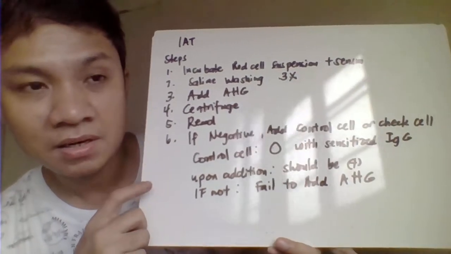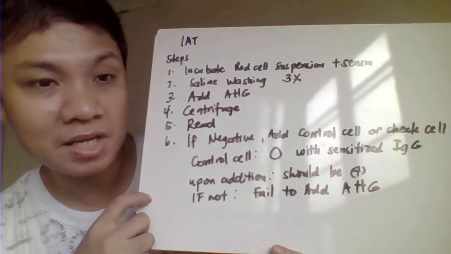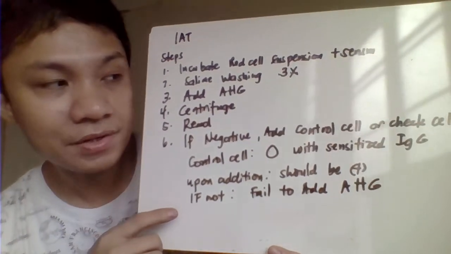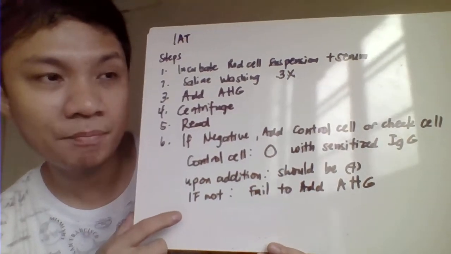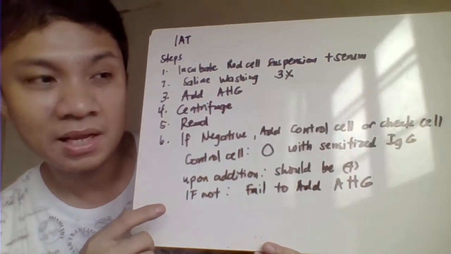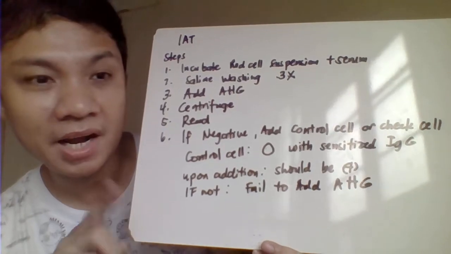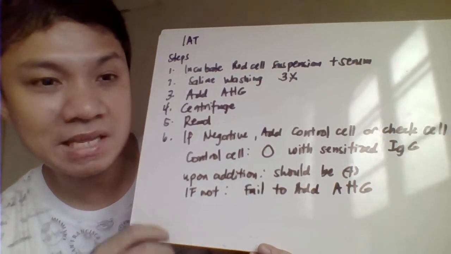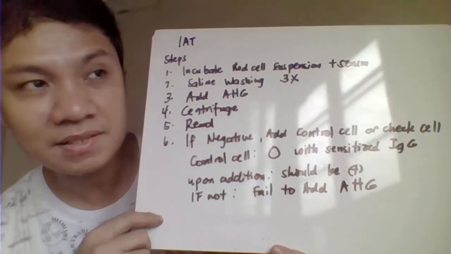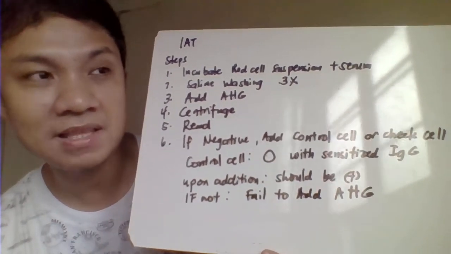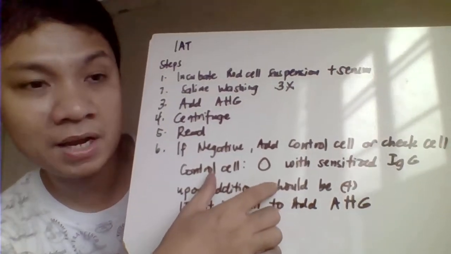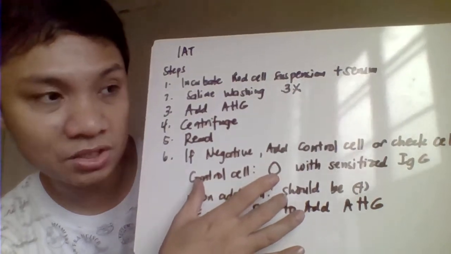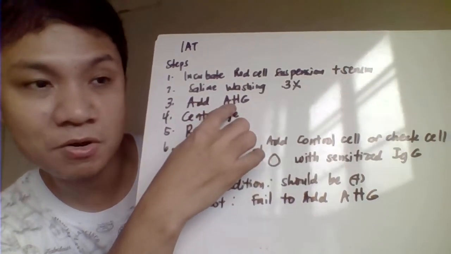If, for example, the reaction is negative, then add your control cell or your check cell. Your control cell or check cell here is an O cell with an IgG, usually RhD positive. Meaning to say, that one has an IgG antibody na naka-attach. So since meron nang IgG antibody na naka-attach sa RBC, by addition of this one, dapat pag nag-add ka ng control cell mo, it will give already a positive reaction. It's because meron ka nang anti-human globulin.